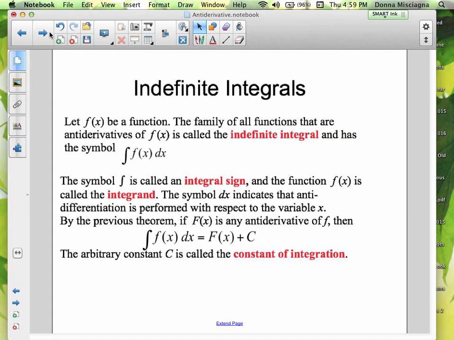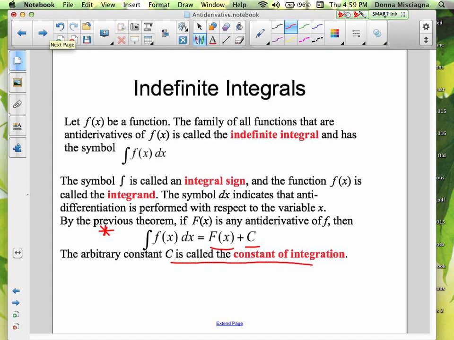So by the previous theorem, if f of x is any antiderivative of f, then the integral of f of x is going to be the antiderivative plus the constant. So every single time we take the indefinite integral, we're going to have the function whose derivative is our given function plus this constant of integration. So c is called the constant of integration. We have to include that. If you forget the c, it is incorrect. So don't forget the c. That's all. Just remember it.